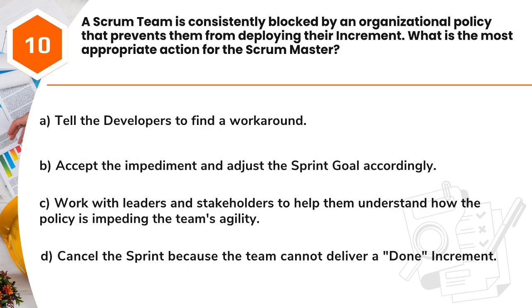Question 10. A Scrum team is consistently blocked by an organizational policy that prevents them from deploying their increment. What is the most appropriate action for the Scrum Master? A. Tell the developers to find a workaround. B. Accept the impediment and adjust the sprint goal accordingly. C. Work with leaders and stakeholders to help them understand how the policy is impeding the team's agility. D. Cancel the sprint because the team cannot deliver a done increment.